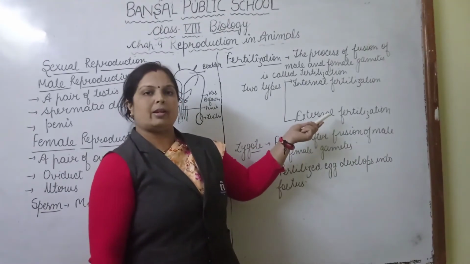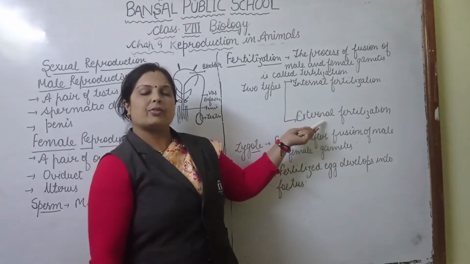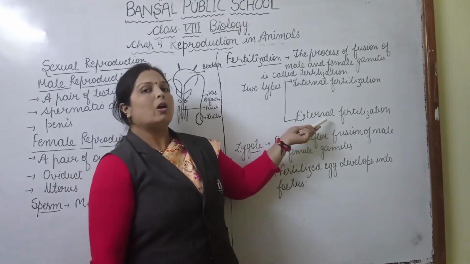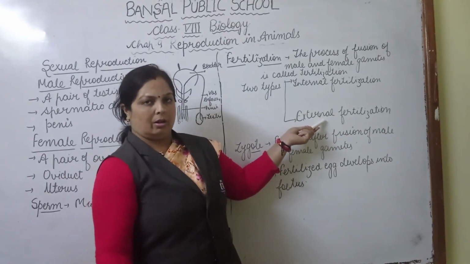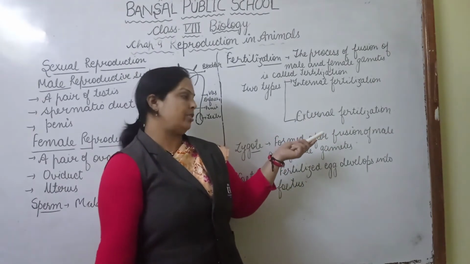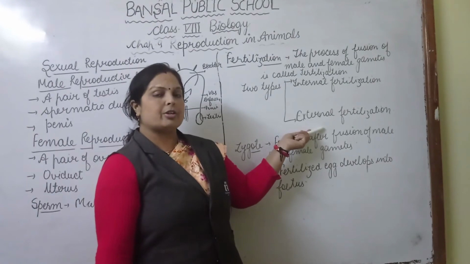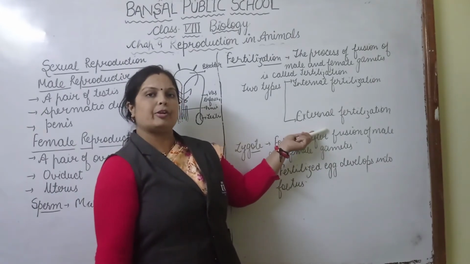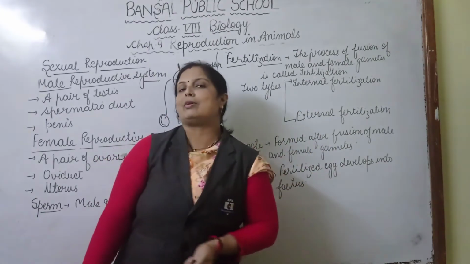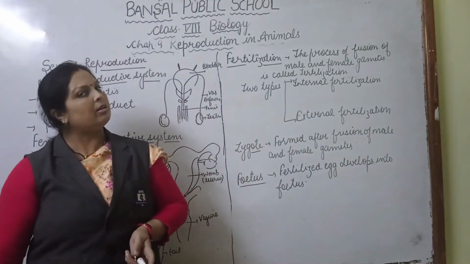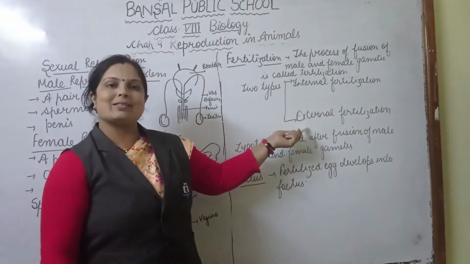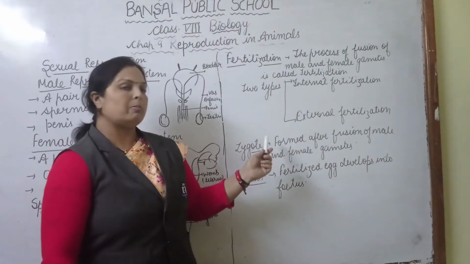Whereas external fertilization is fertilization which takes place outside the female body, and it requires water for the completion of fertilization. It takes place in fish, frogs, toads, starfish and other aquatic organisms. This is the main difference between internal and external fertilization. Internal means inside the female body. External means outside the female body.